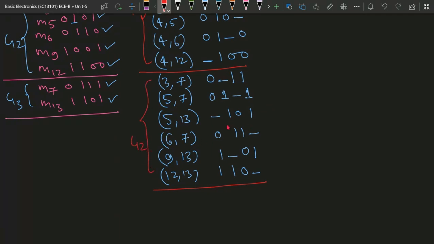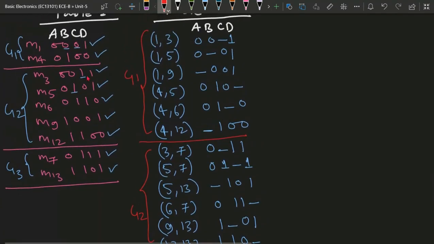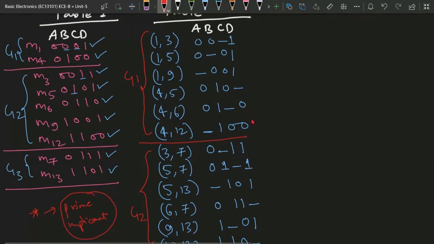So now all possible comparisons have been done, and from here you can just see tick marks have been done to all of the min terms. Its meaning is if any of the min term is left unticked, it will be marked with a star mark, and that star mark indicates the prime implicant. Prime implicant means it cannot be reduced further, and it will be part of the minimized expression. Okay, so this is table 2.